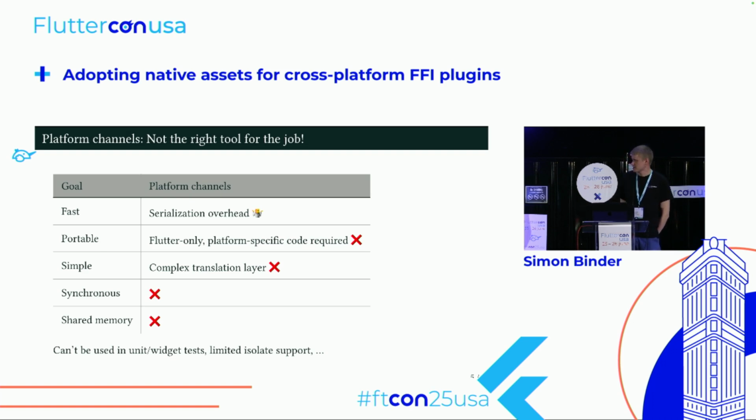I think it's also pretty clear that it's very far away from being simple, right? Like it's a very complex translation layer. It's not synchronous because we have this kind of message passing approach between different threads, and we can't really use shared memory without an additional setup. They have added isolate support very, very recently, but it's still kind of limited because you need to pass the root messenger token around, and so it's just not quite as easy as it's supposed to be.